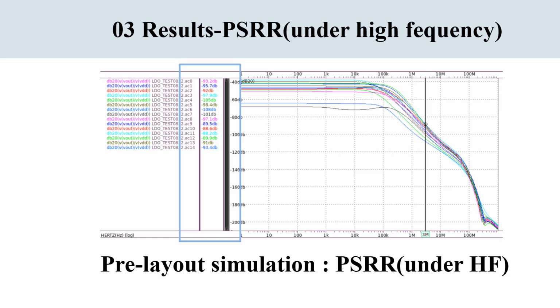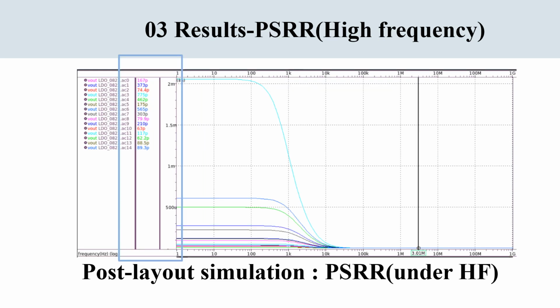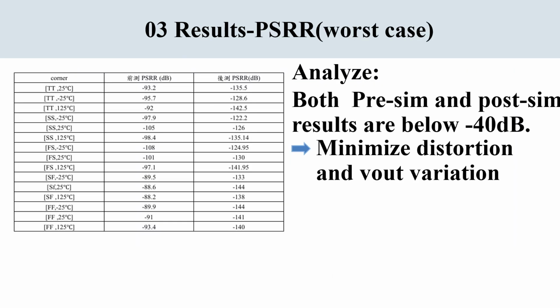Next, let's see the pre-layout simulation of power supply rejection ratio under high frequency. And the next is the post-layout simulation of power supply rejection ratio under high frequency. After calculation, we could analyze that both pre-sim and post-sim results are below -40 dB, which means the circuit minimizes distortion and output voltage variation.